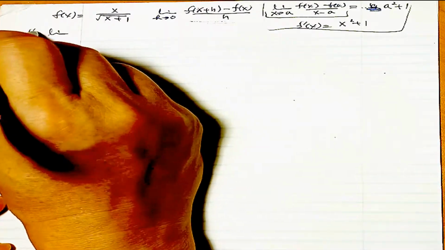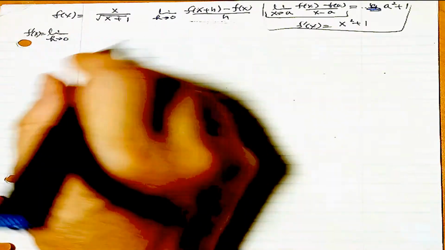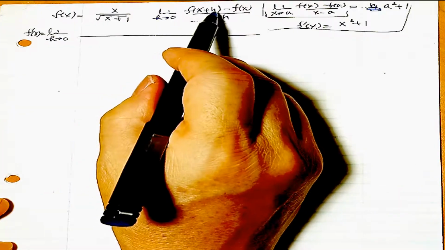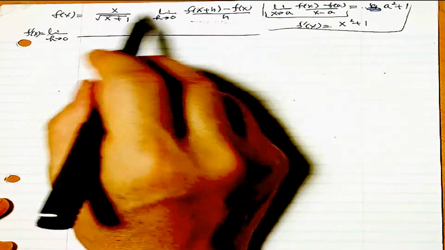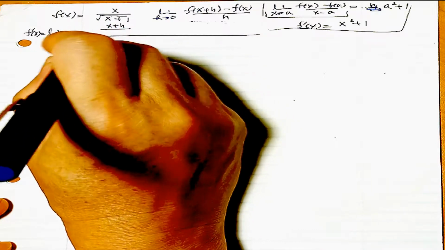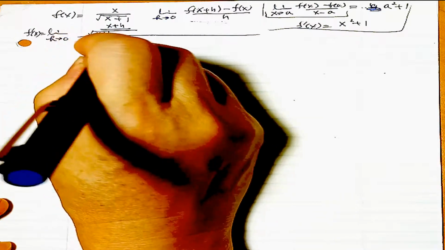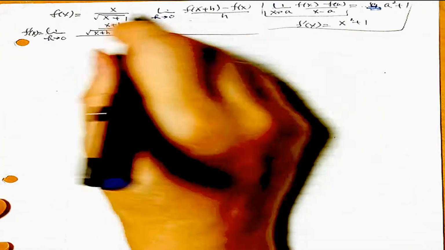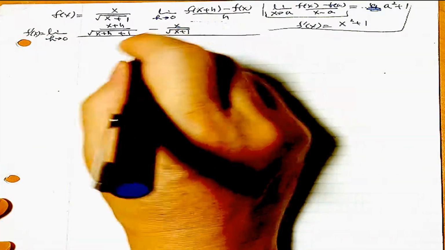So f prime of x then is equal to the limit as h approaches 0. This is by definition. F of x plus h means replace all the x's in here by x plus h. So this will be x plus h over root x plus h plus 1, and then minus f of x, which is itself, all divided by h.